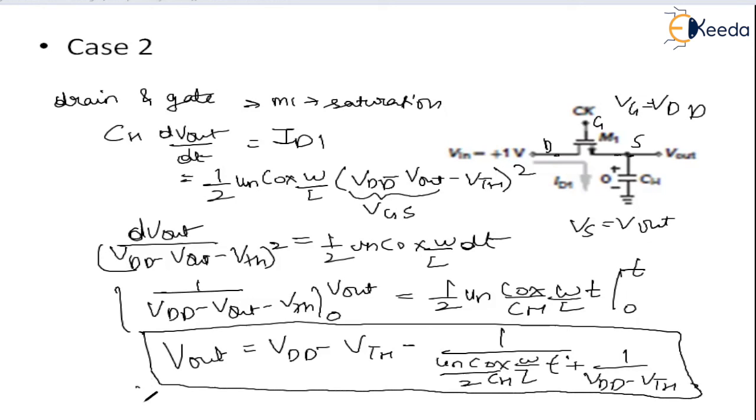We can say that if t tends to infinity, Vout tends to VDD minus VTH. As Vout approaches VDD minus VTH, the overdrive voltage of M1 vanishes, reducing the current available for charging CH to negligible values. For Vout to reach VDD, the transistor conducts only some subthreshold current, given enough time to bring Vout to VDD.